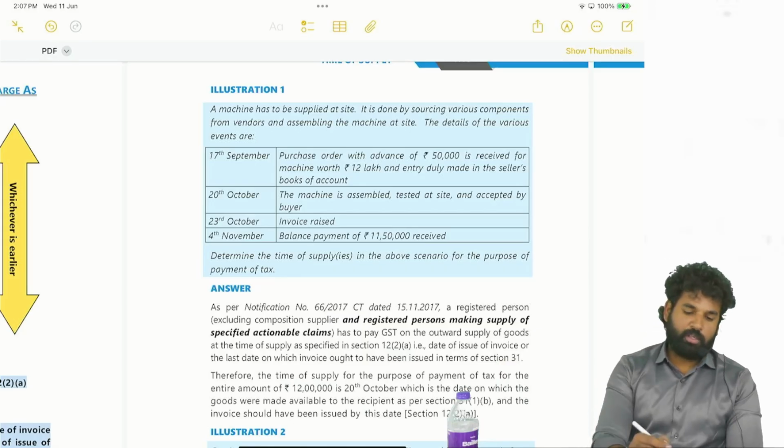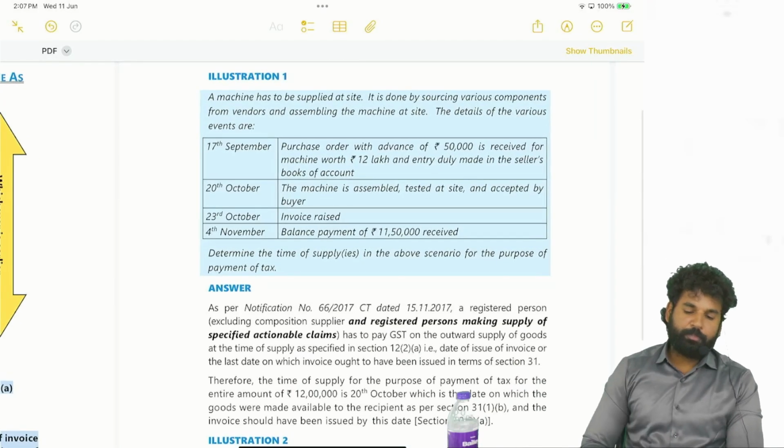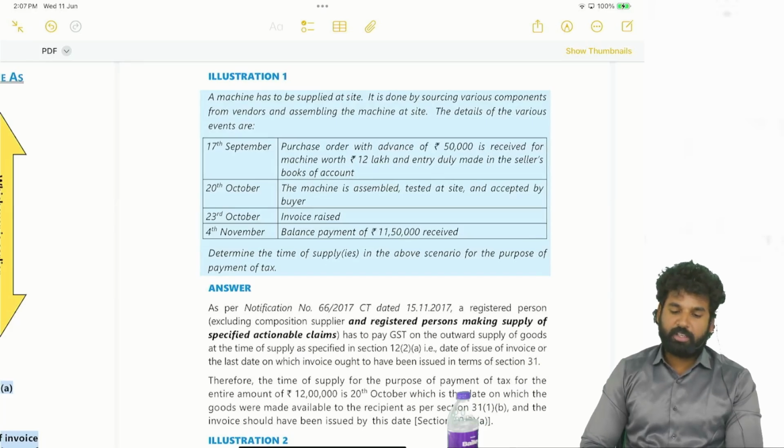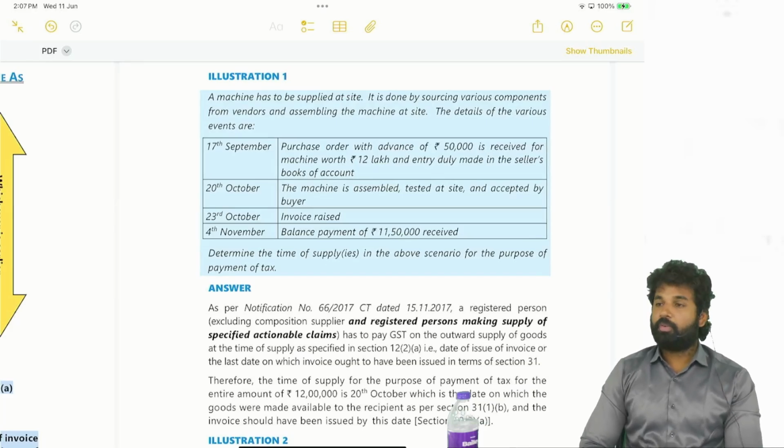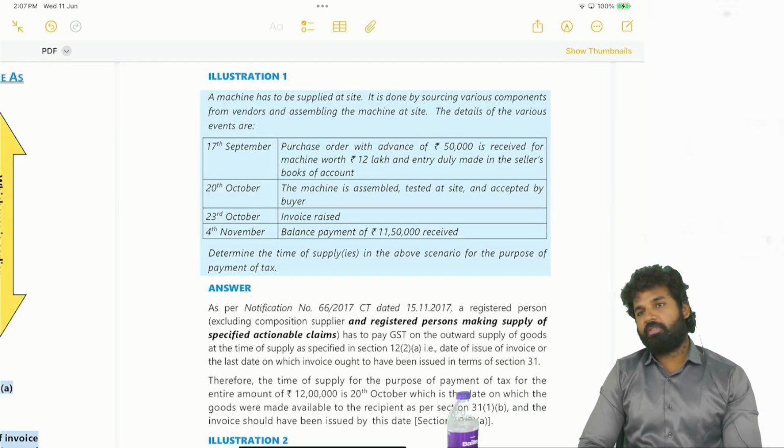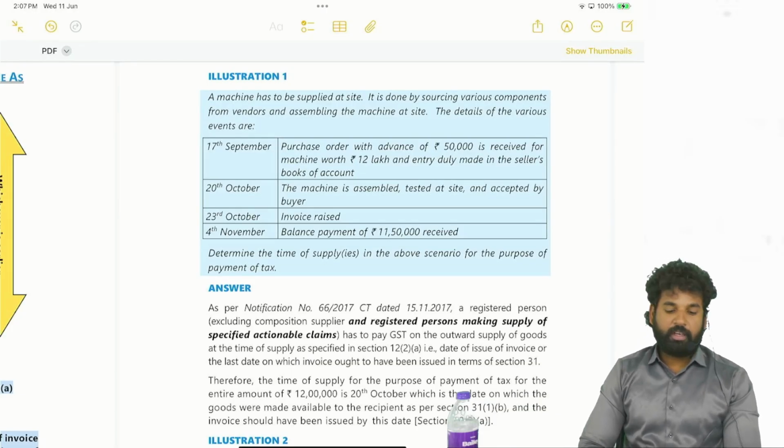Okay, see, it has happened on 20th October. The machine is assembled, tested at site and accepted by the buyer. So by that date, invoice has to be issued. So that means the last date of invoice is 20th October, but the invoice was issued on 23rd October.